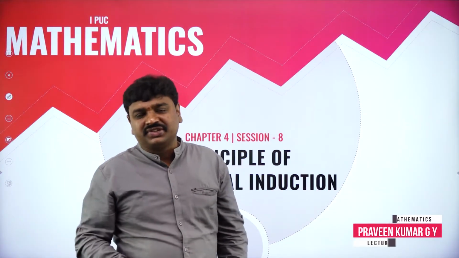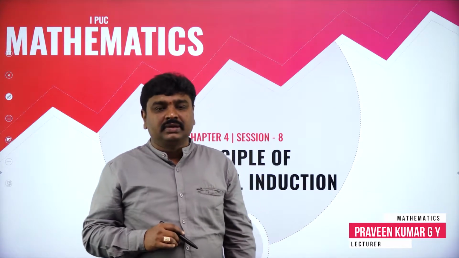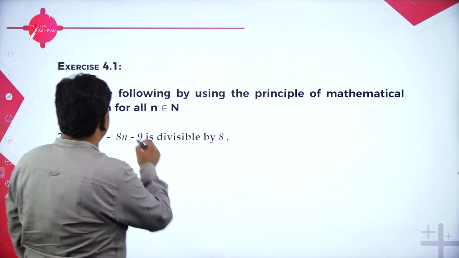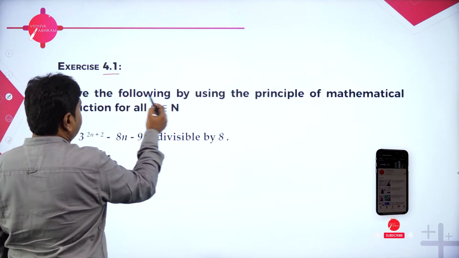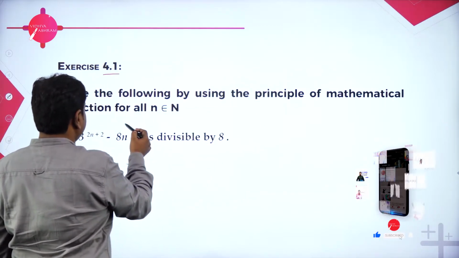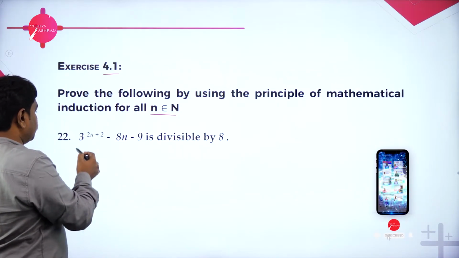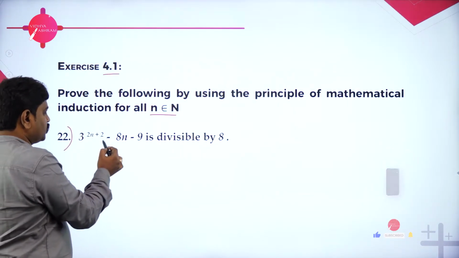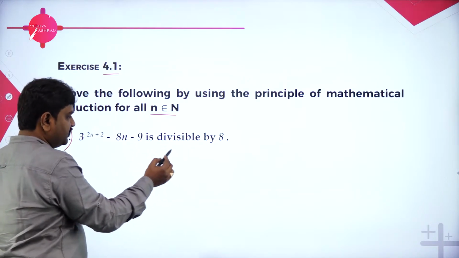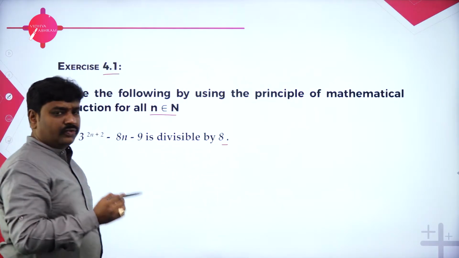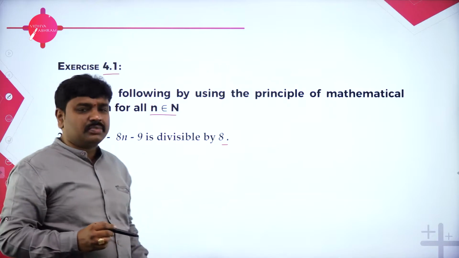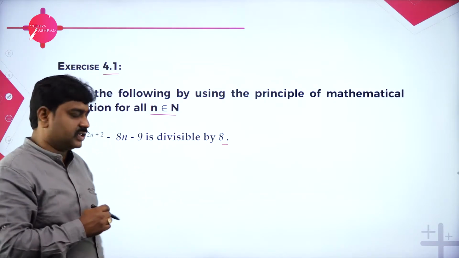Welcome to the session, dear students. Today we'll go ahead with the problems of PMI. Now, exercise 4.1. Prove the following using principle of mathematical induction for all n belongs to natural numbers. 22nd problem. 3 power 2n plus 2 minus 8n minus 9 is divisible by 8. So now we need to prove this is divisible by 8 by mathematical induction.